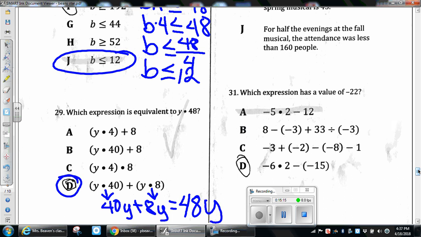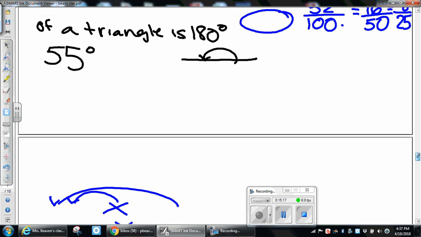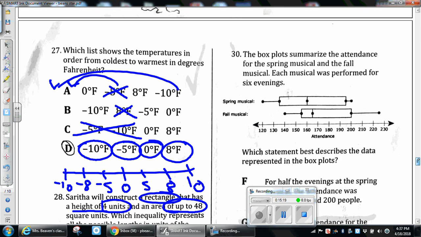So now let's go up to question 30, and we're almost done. The box plots summarize the attendance for the spring musical and the fall musical. So we have two, one for spring, one for fall. Each musical was performed for 6 evenings, so we know that n is equal to 6. That might not be important, but we'll see. Which statement best describes the data represented in the box plots?